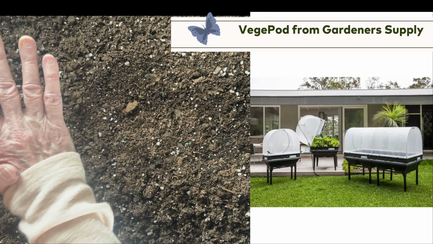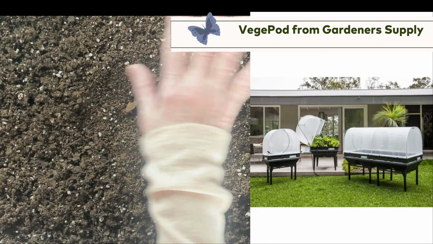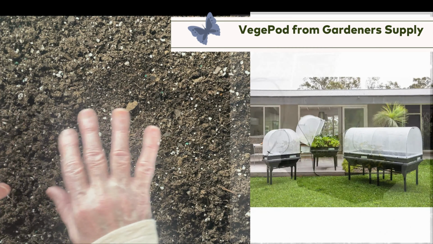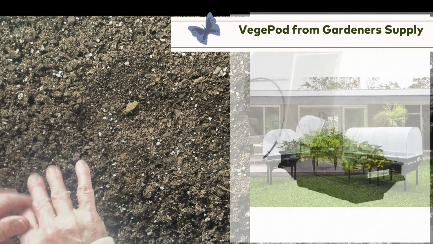So what I have here is a veggie pot. Of course, you can grow anything in here, but I use it for my herbs for my black swallowtail. And again, I'll show you a picture above. It has a top that you put on so that the butterflies are protected.